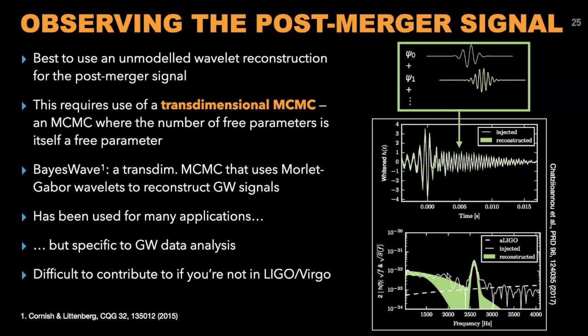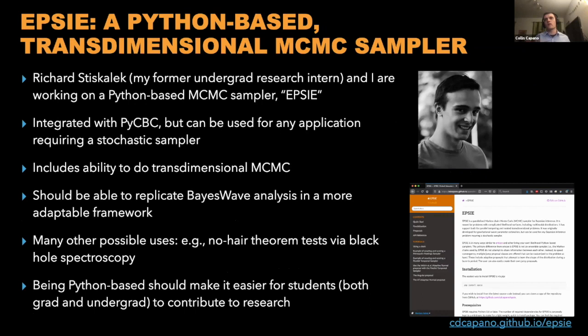But at the moment, BayesWave is very much tied to gravitational wave data analysis, and it can be a bit difficult to contribute to if you're not in LIGO. So one of the projects that I'm currently working on, and worked on this past summer with an undergrad intern I had, Richard, was to start building a Python-based sampler that can do some of these fancy transdimensional sampling routines. We hope eventually to replicate the sort of BayesWave analyses, so you can do science with the post-merger signal.